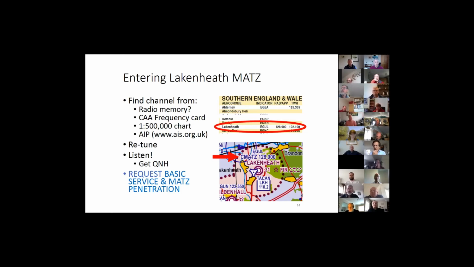Incidentally, the CAA recently got a bit confused about the Lakenheath radar approach channel. They changed it on the most recent card, but I'm told they're going to change it back to 128.9 on the next card. It's also marked on the chart. You can see there a clip from the 500,000 chart with the CMATZ indicated. The C in CMATZ simply stands for combined, because it's the combined Lakenheath and Mildenhall MATZ.